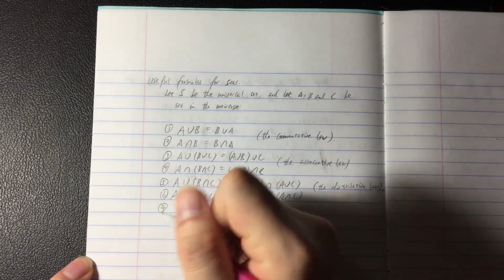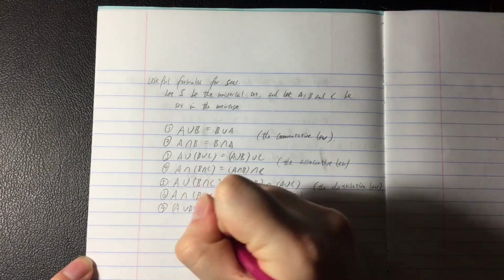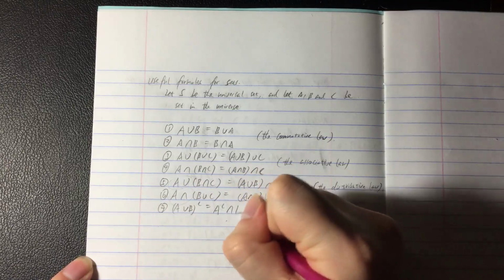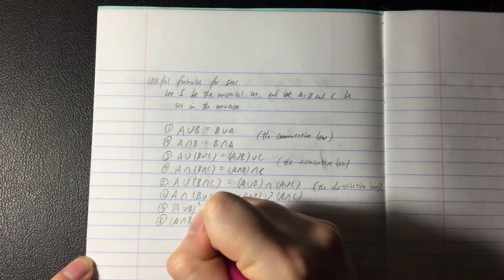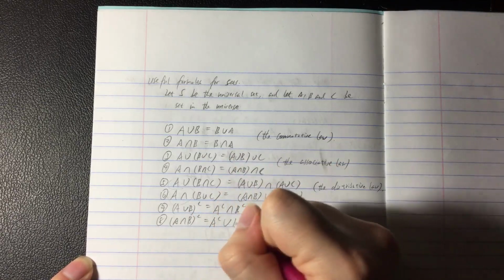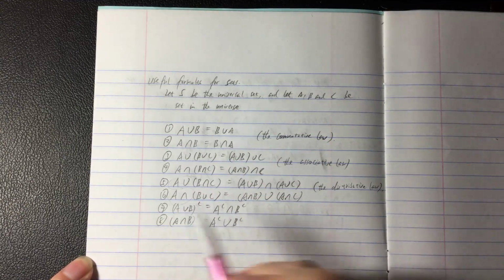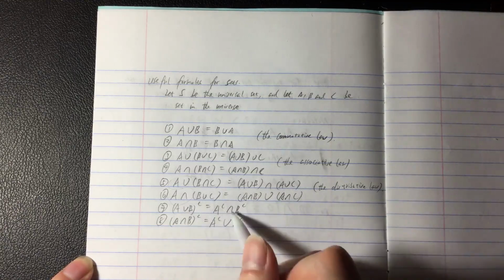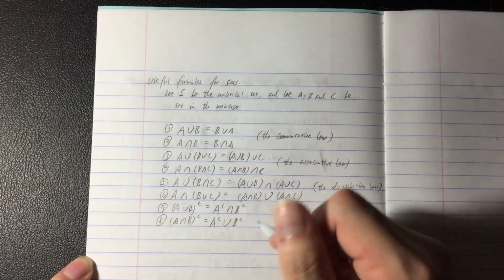Next, (A union B) complement can be written as A complement intersection B complement. And (A intersection B) complement can be written as A complement union B complement. When we distribute the complement into the parentheses, the operation in the middle is switched. Union becomes intersection, and intersection becomes union. These two formulas are called De Morgan's law.